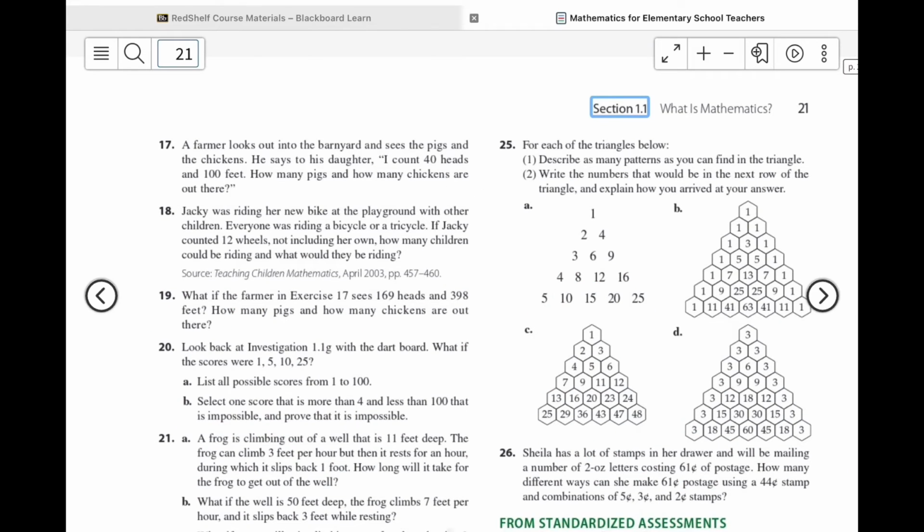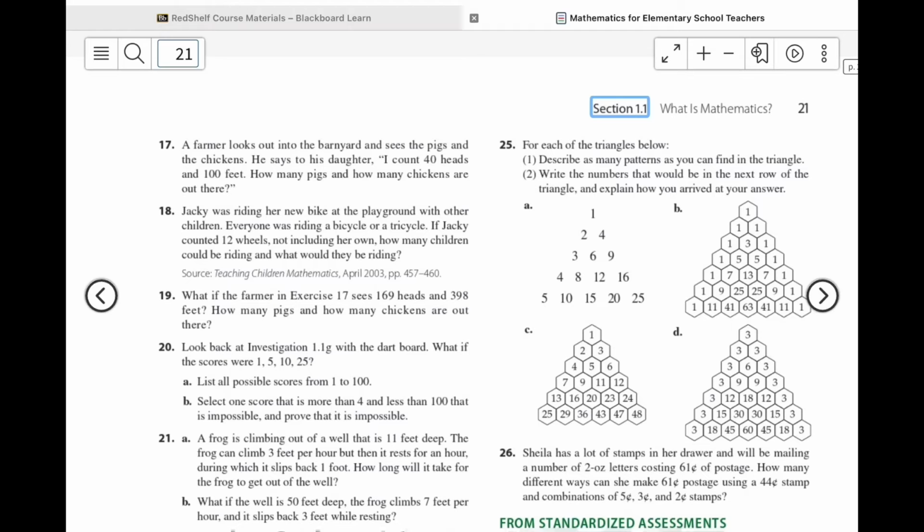I'm looking in section 1.1 right now, and look at problems 17, 18, and 19. They're very similar. 17 has the pigs and chickens. 18, not pigs and chickens, but bicycles and tricycles, and then 19 is back to pigs and chickens. So if you had one of these to be turned in for a grade, if you had already done the pigs and chickens problem, you could probably recognize the bicycle and tricycle problem.